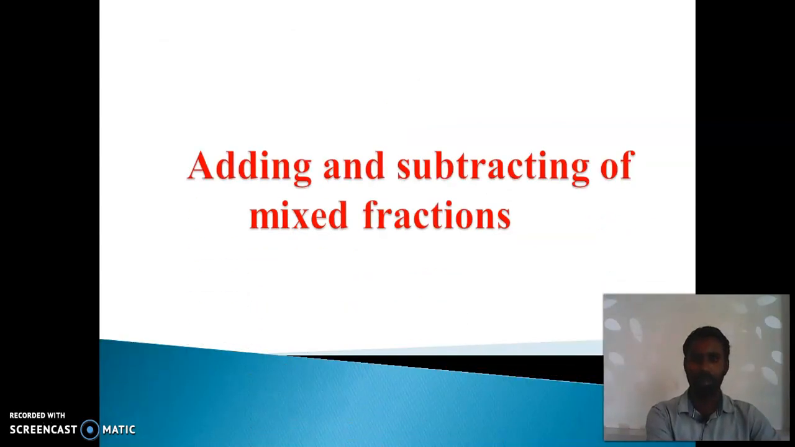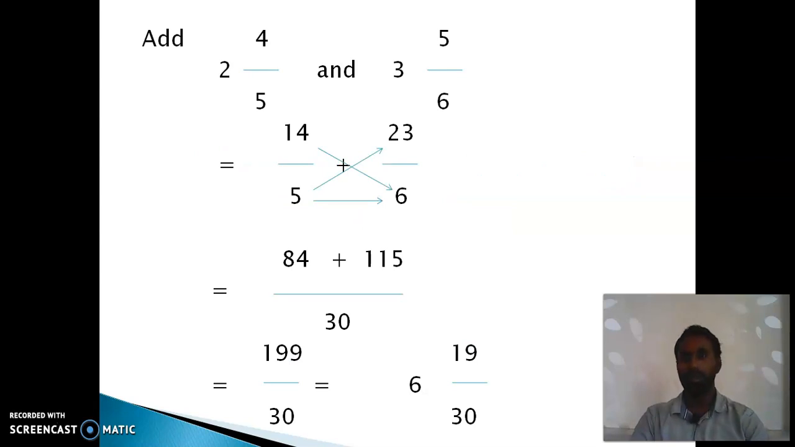Okay. So adding and subtracting of mixed fraction. Okay, how to add and how to subtract the mixed fraction. Mixed fraction means what? Mixed fraction means whole number and then proper fraction will be there. See here, add 2 4 by 5 and 3 5 by 6. So here one whole number, one proper fraction, one whole number, one proper fraction. Sir, how to add this, sir?